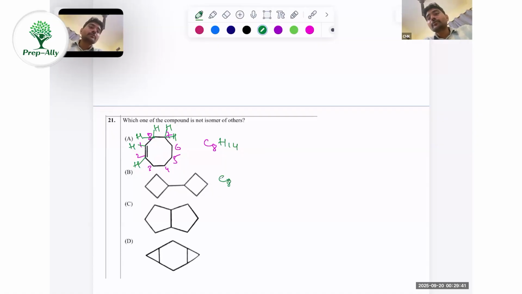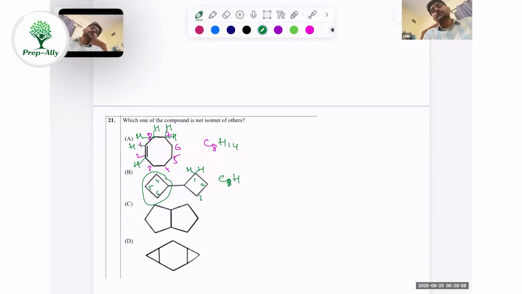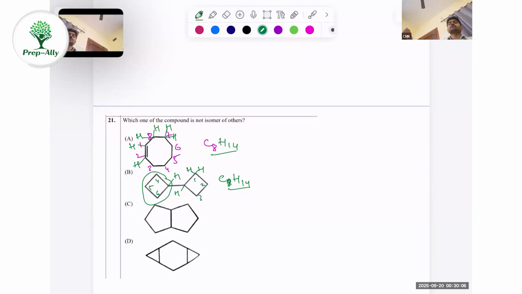This also, if you count 4 plus 4, C8. Hydrogens, if you take it, 2 hydrogens here, so 1, 2, 3, 4, 5, 6. 6 into 2 is 12 hydrogens. Here hydrogen, here hydrogen, so 14. So both have the same chemical formula but different structures, so isomers only.